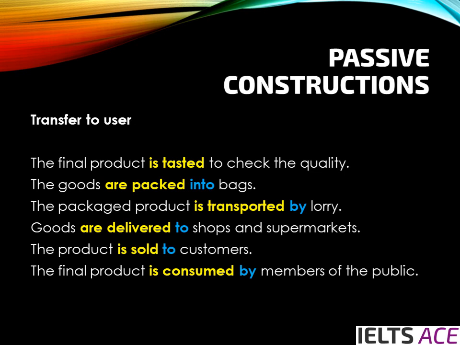The packaged product is transported by lorry. So once they've packed these goods, they're going to transport them somewhere. Goods are delivered to shops and supermarkets. So in most cases, the goods are going to be delivered somewhere where people can go and buy them. The product is sold to customers. And finally, the final product is consumed by members of the public.